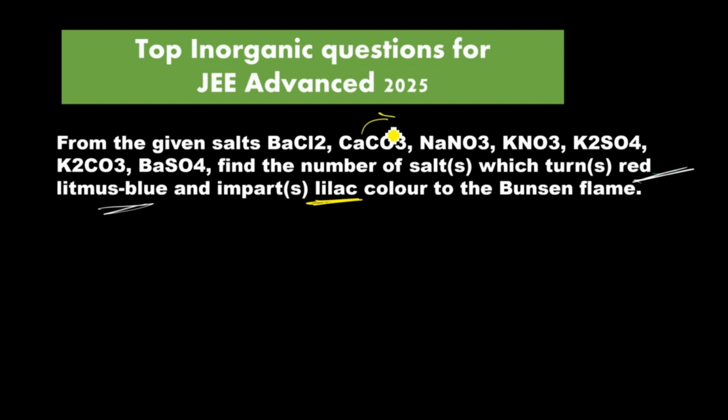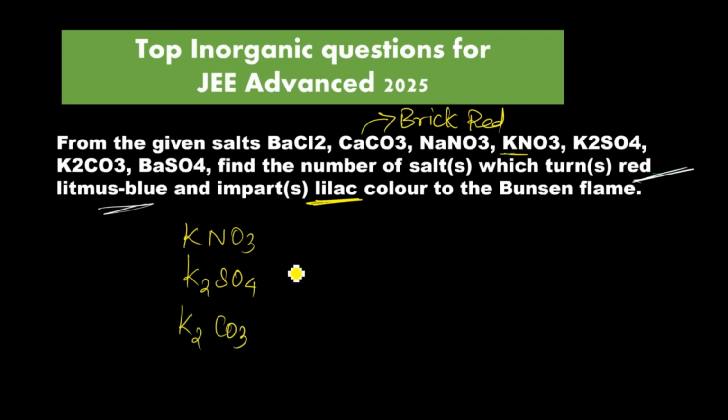Calcium will give you brick red color in the Bunsen flame, and barium apple green, right? Sodium golden yellow or yellowish tint, right? Only the potassium salts, here we have potassium nitrate, potassium sulfate and potassium carbonate. Only the potassium salt will give you lilac color.